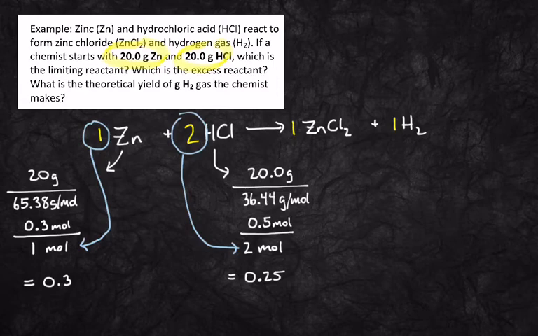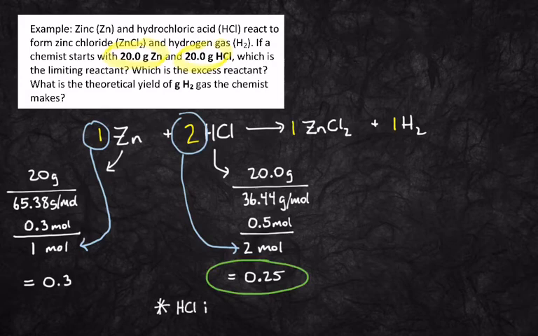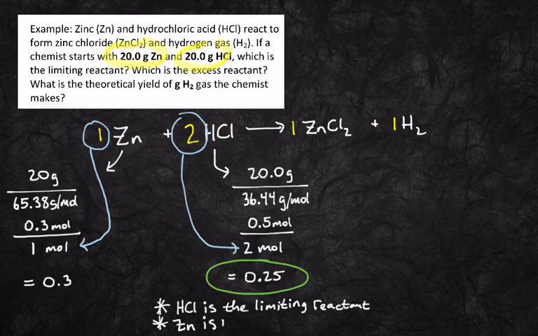All right, so step 4 says whichever reactant results in the lowest number is the limiting reactant. 0.25 is less than 0.3. So HCl is the limiting reactant. I'm going to run out of that one first. If HCl is the limiting reactant, that means that zinc is the excess reactant. I have more of that than I need. So I just did the first two questions from that problem.